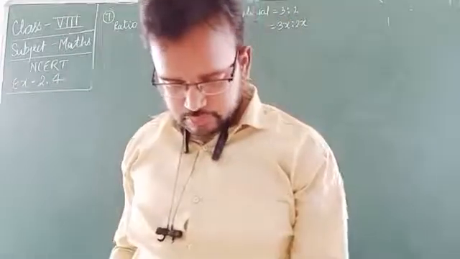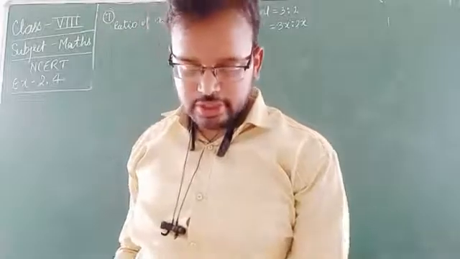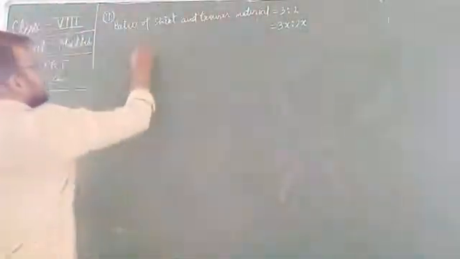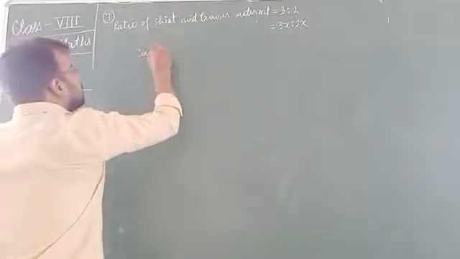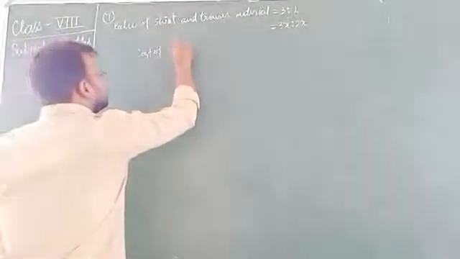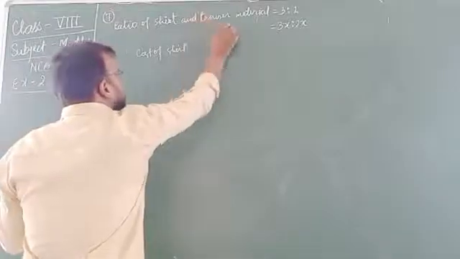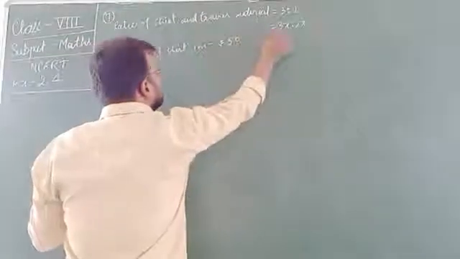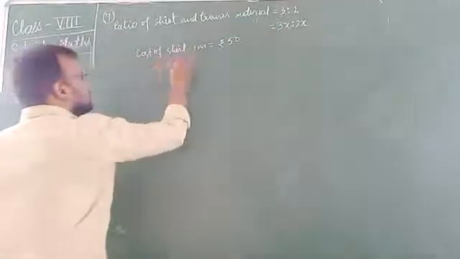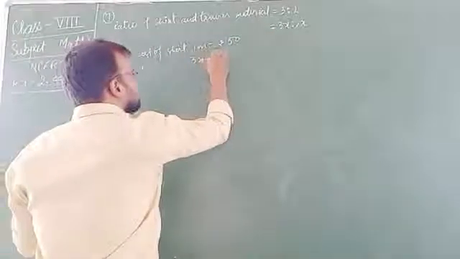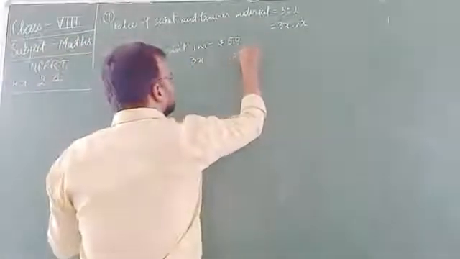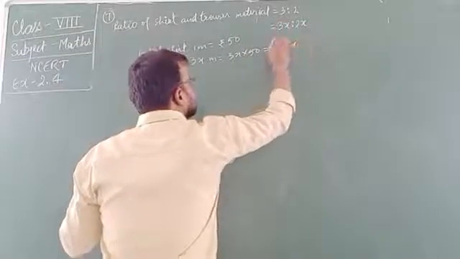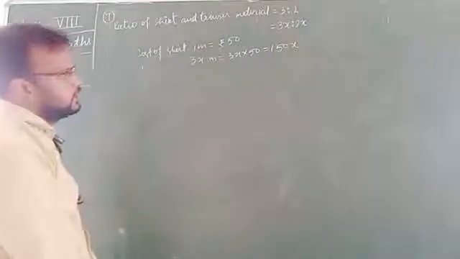Now, let the cost of shirt material be ₹50 per meter. Cost of shirt 1 meter is ₹50. So for 3x meter of shirt, 3x into 50, that is 150x. This is the cost of shirt.